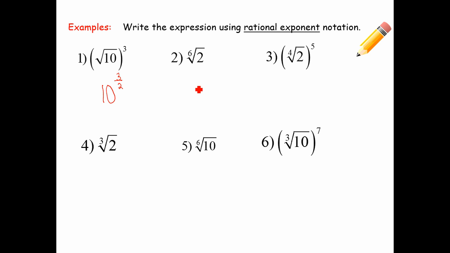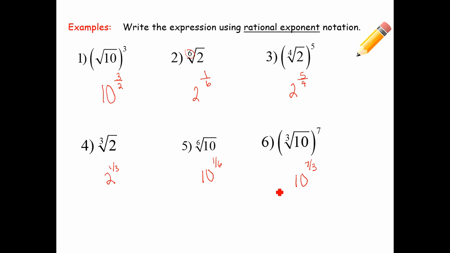Number 2, we would have 2 as the base. The type of root looks like it's a sixth root, and it's raised up to what looks to be the first power because I don't see anything else. Number 3 here would be 2 to the 4 on the bottom here, 5 on the top, 2 to the 5/4 power, and so on. The next one, number 4, would be 2 to the 1/3. Number 5 would be 10 to the 1/6. And number 6 would be 10 to the 7/3.